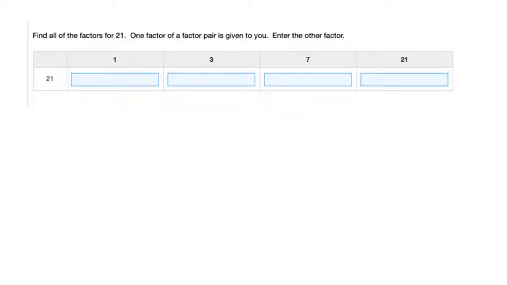Here's another one. Find all the factors of 21. One factor of a factor pair is given to you. Enter the other factor. So again, we're just completing the pairs of factors to get 21. So 1 times what equals 21? So we have 21. 3 times what equals 21? 3 times 7. 7 times what equals 21? 7 times 3. And then 21 times 1. That is all the factor pairs for 21.